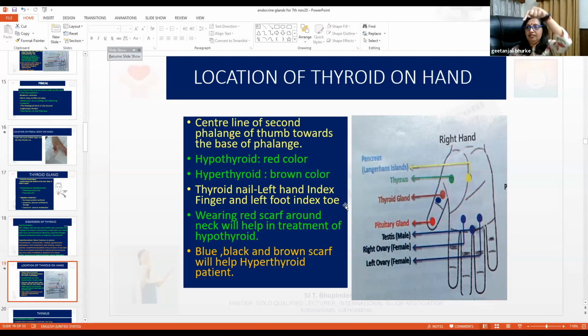The thyroid nail is the left hand index finger nail, and the same nail in the foot. We have seen that if you put something red over here, if you have hypothyroid, it generally helps the person feel better. And for hyperthyroid, blue, black, brown scarves near your throat help.